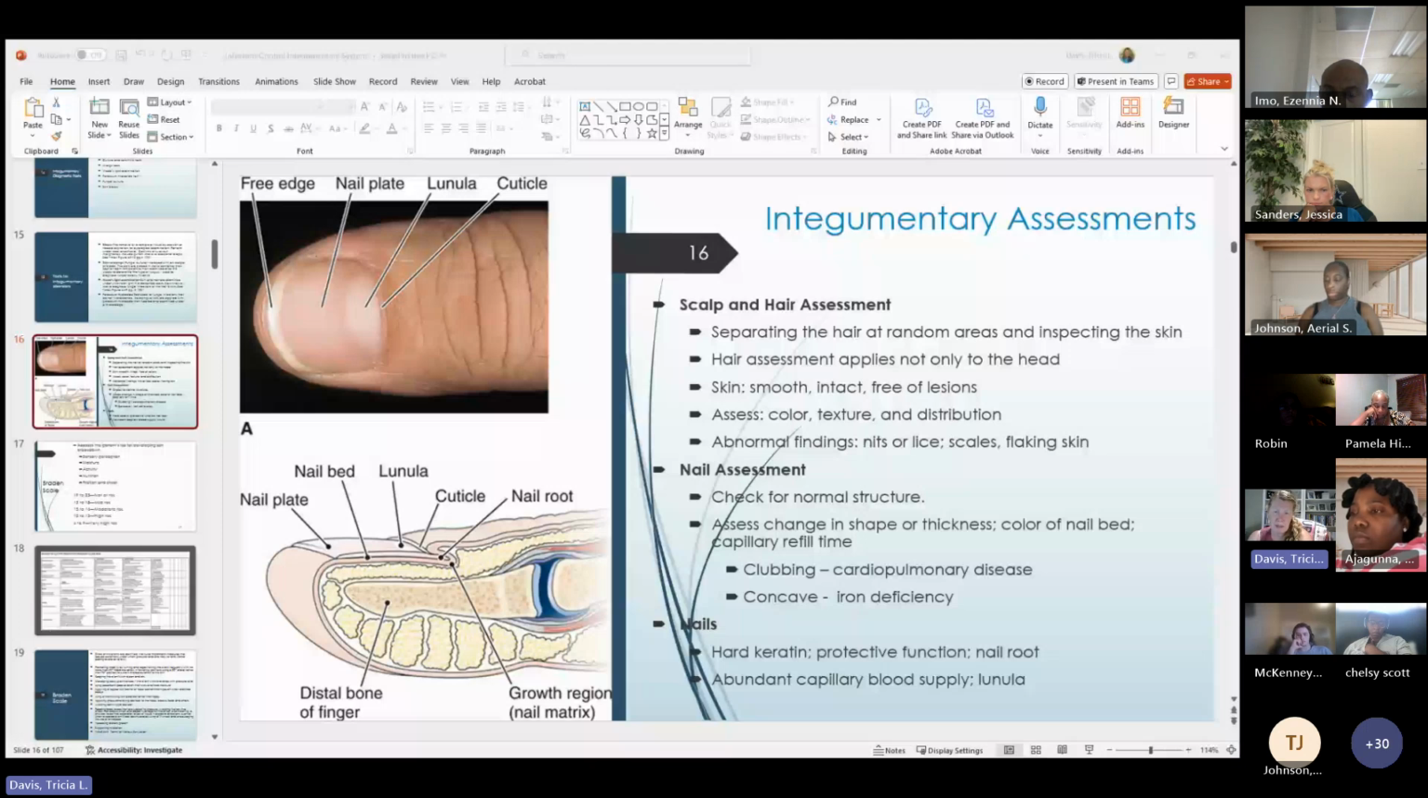Then there is the nail assessment. When we're looking at those fingernails and doing capillary refill, we definitely want to be looking at their hands and their nails as well. We're looking for normal structure. We're looking at the thickness or the color of the nail bed. Definitely checking that capillary refill, which would be less than 3 seconds. In patients that have had long-standing oxygenation issues, we may see some clubbing of their fingernails, but in patients who are iron deficient, they might have concave fingernails.